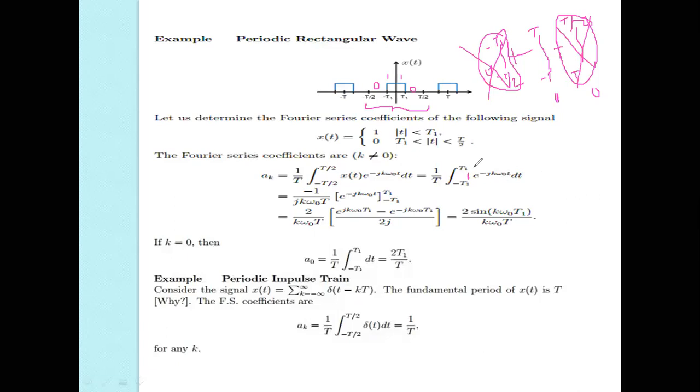Alright. What is the integral of e power minus j k omega naught t dt? It is e power minus j k omega naught t, and the t coefficient you can write in the denominator, j k omega naught. And here the minus also comes. So minus 1 by j k omega naught, e power minus j k omega naught t, with the limits T1 as the upper limit and minus T1 as the lower limit. Substitute here the upper limit.